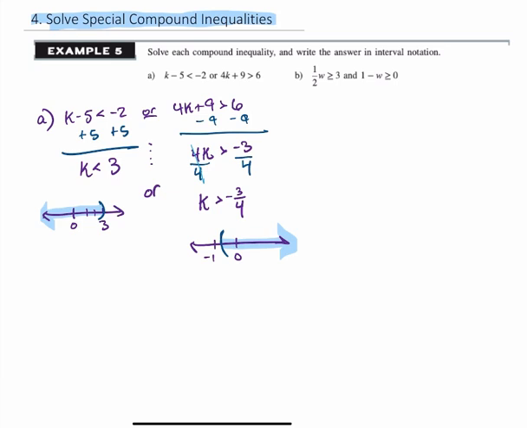So this is an or inequality. So we would just imagine combining these two together. On the left hand, we have everything less than 3 off to negative infinity. So that goes forever. And then on the right side, we have everything from negative 3/4 off to positive infinity. So combining these together, we actually would just cover the whole number line.